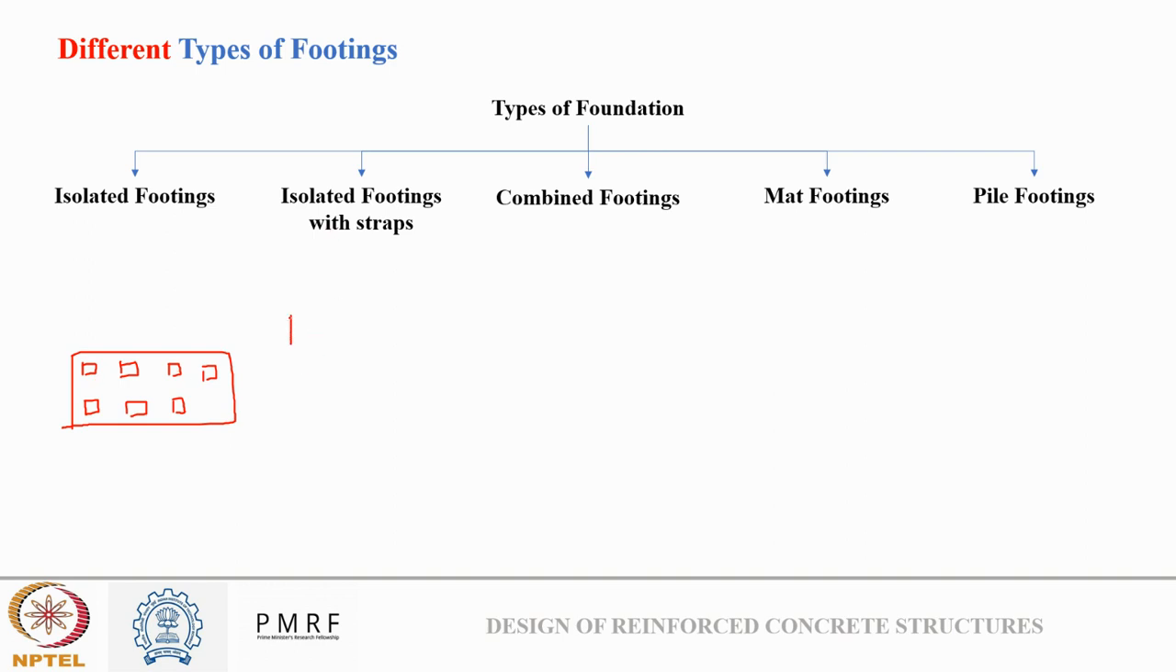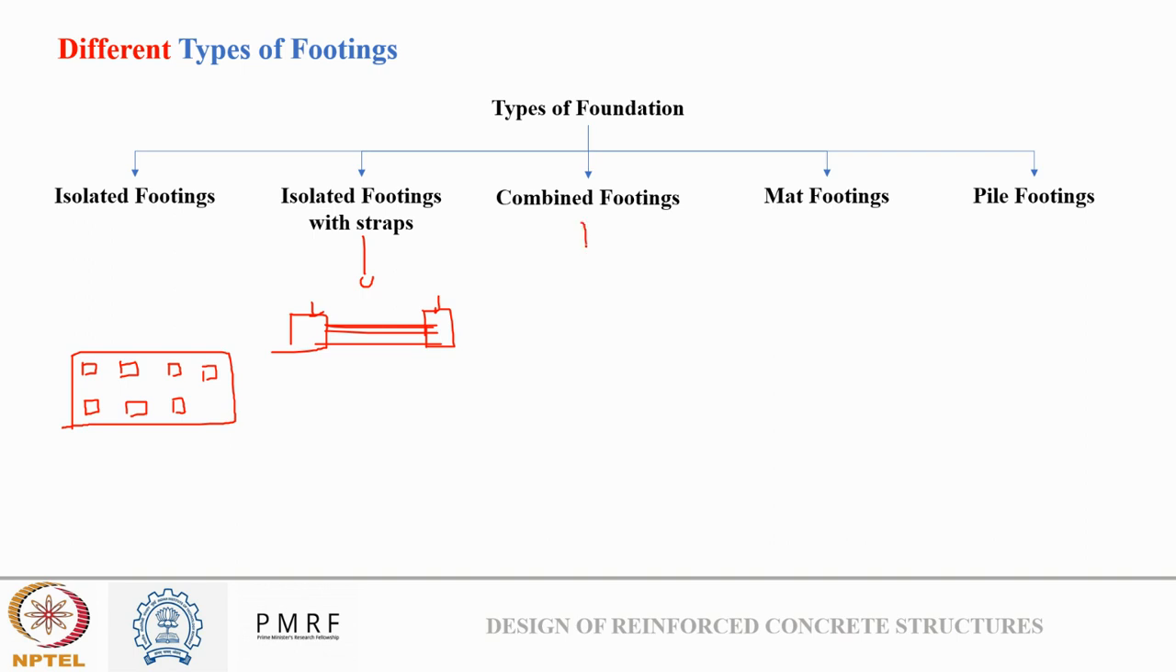Now the second type is isolated footing with straps. So sometimes what happens, between footings we need to also provide some straps so that it can bear all the loads. Okay. So this type is known as isolated footing with straps. So strap is nothing but a connecting element between two isolated footings.